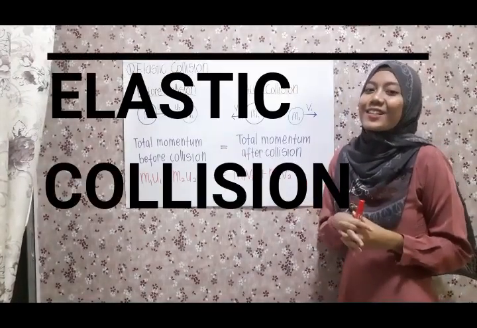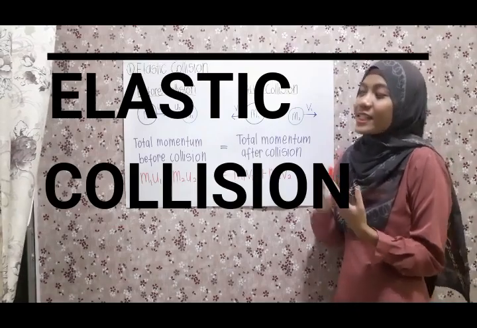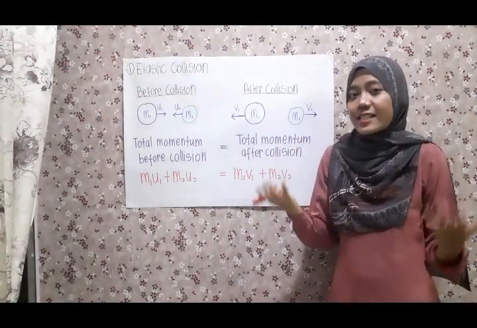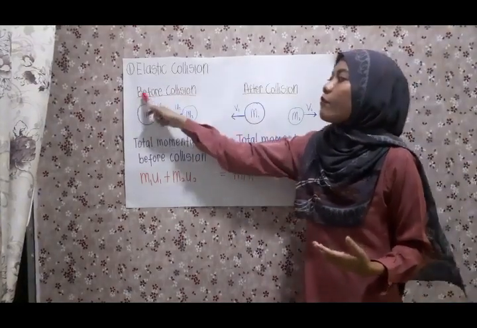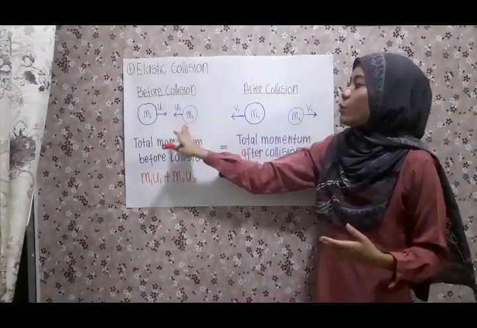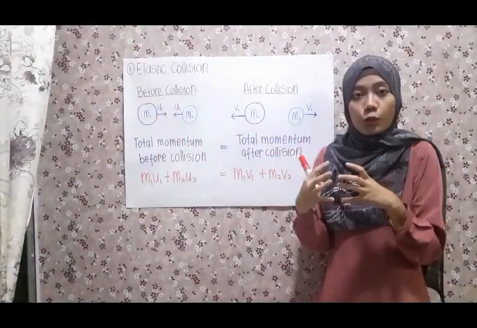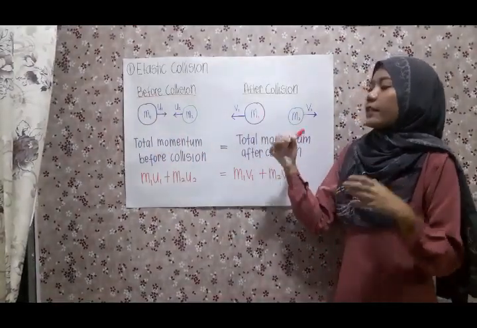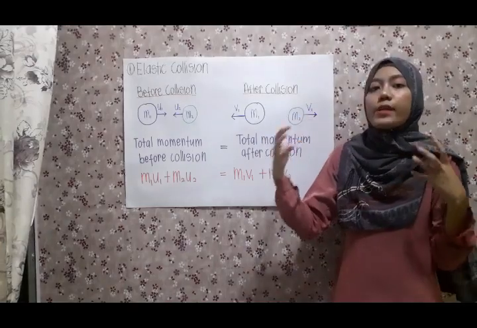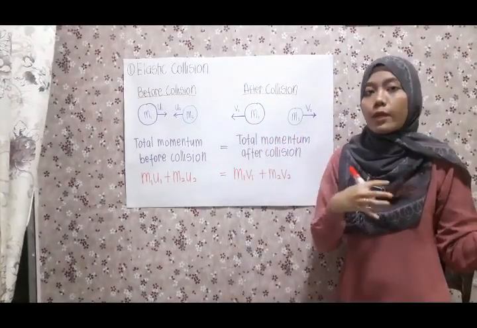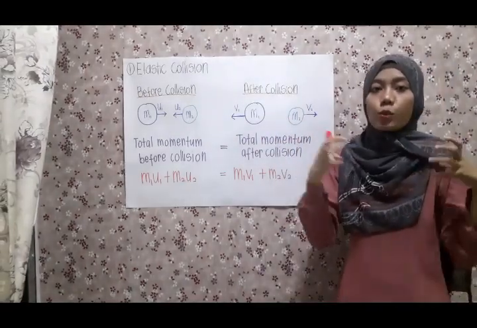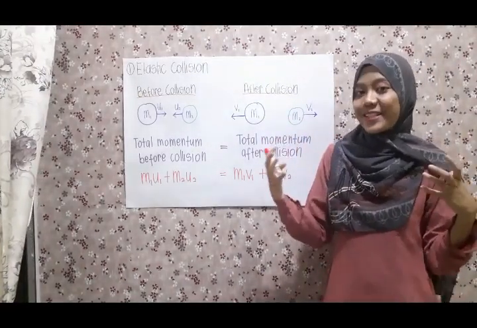Okay class, let's take a look at the first type of collision, which is elastic collision. What is elastic collision? Let's take a look at the diagram. This is before collision. Two objects will collide together, and after collision, the two objects will move separately, either in a different way or maybe in the same way, but they will not stick together.